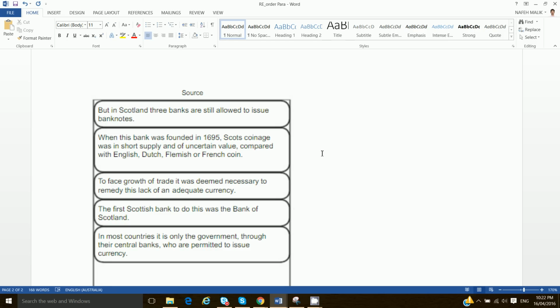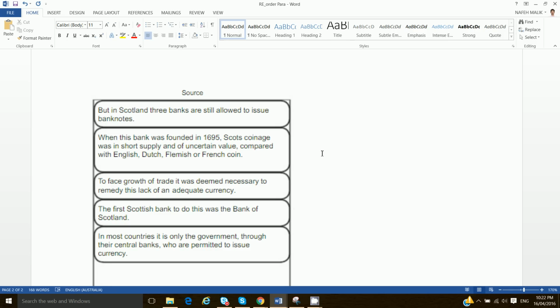If a sentence starts with "but", it's definitely not the first sentence. "When this bank was founded" means that something before it, this event has happened, so this is not the first sentence. "To face growth of trade, it was deemed necessary" means something has been said before, so definitely not this one. "The first Scottish bank to do this" - when it says "to do this", what? It means something was said before it.